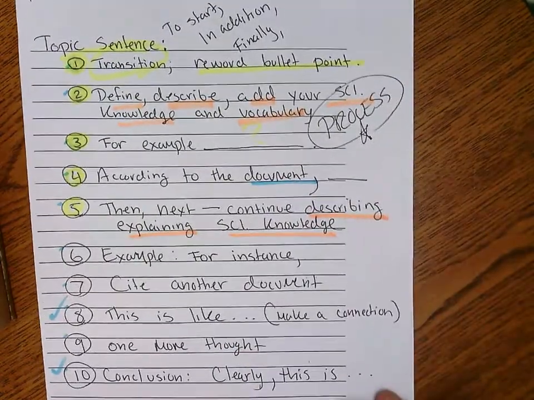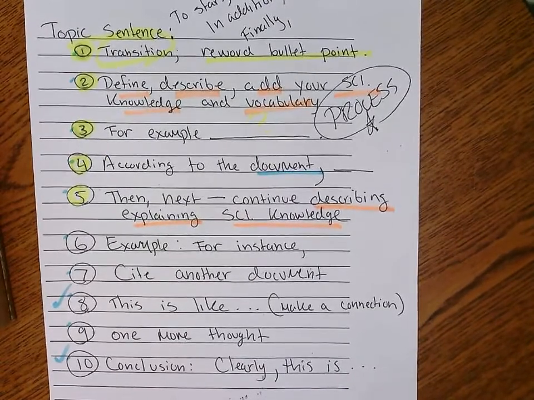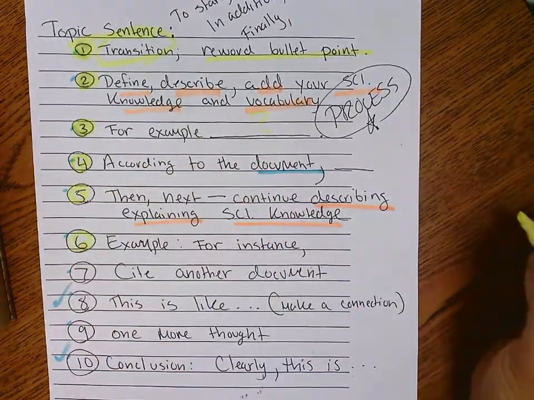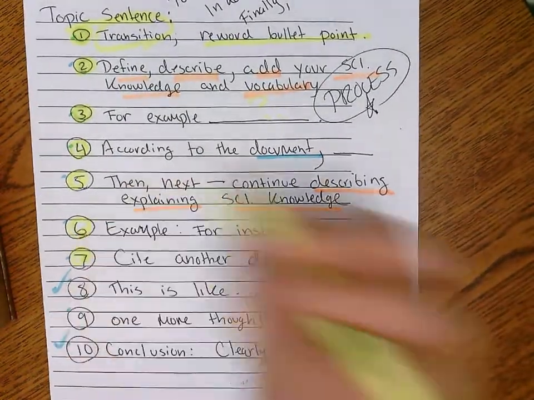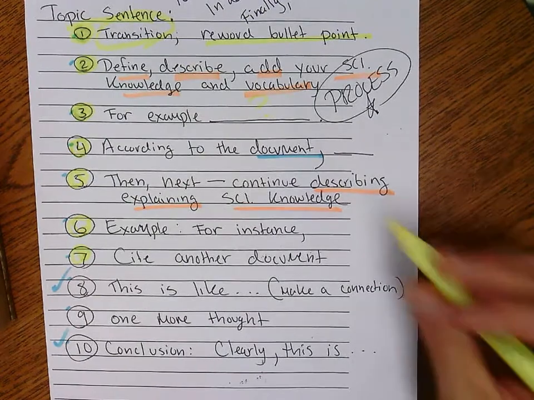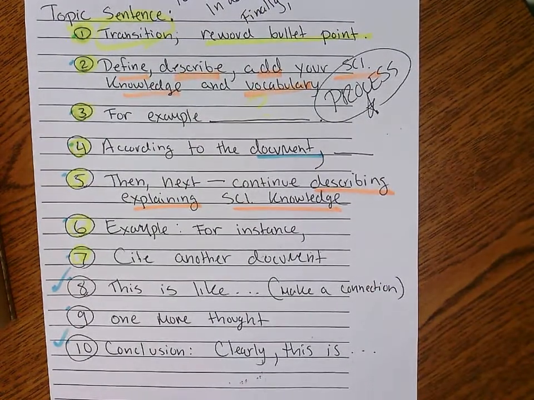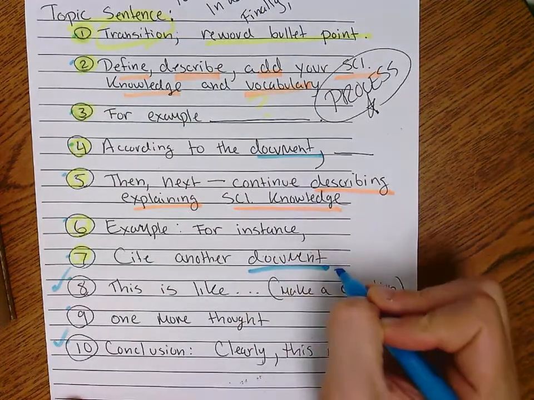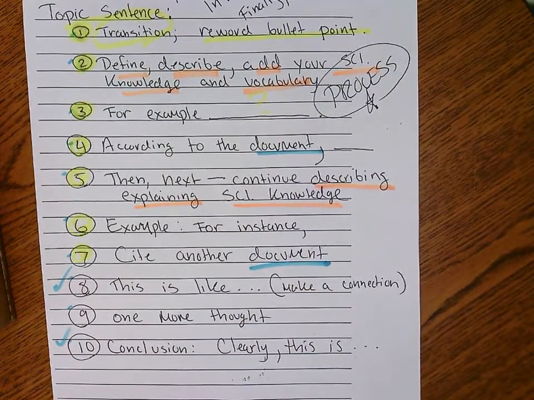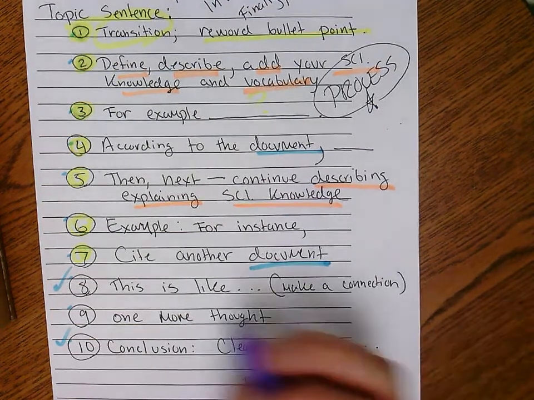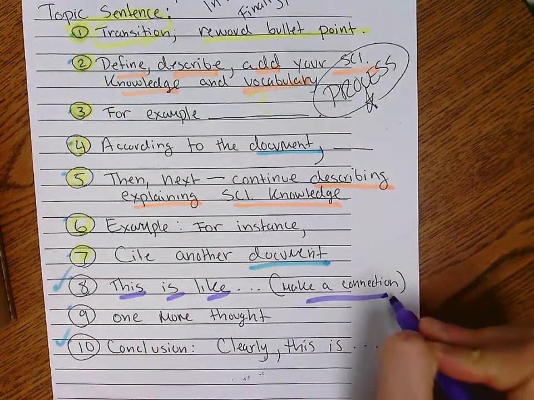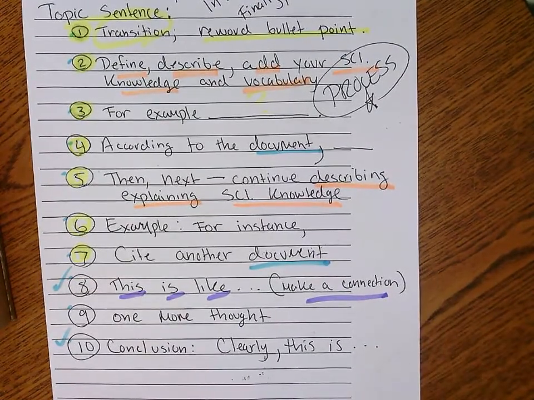Sixth sentence: maybe another example. For instance. Seventh sentence: cite another document. According to document, if you talked about document A up here, maybe down here you talk about another one. Eighth sentence: make a connection to something else. Maybe something in the real world, maybe a metaphor. Try to compare what you're talking about to something else. If it's solutions, maybe make a connection to soda. If it's an ecosystem, maybe make a connection to deforestation, some connection in the real world.